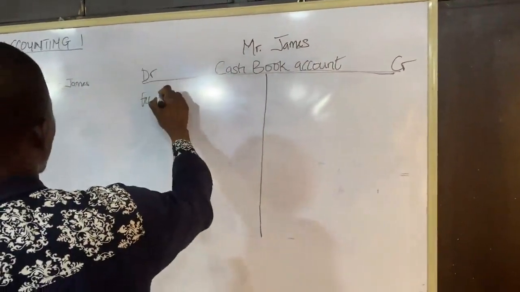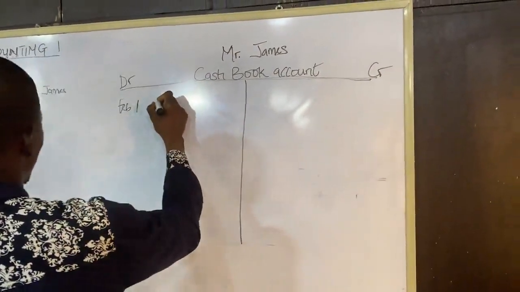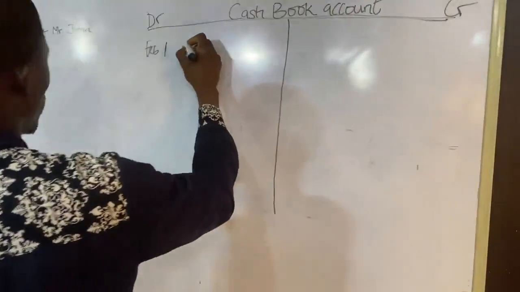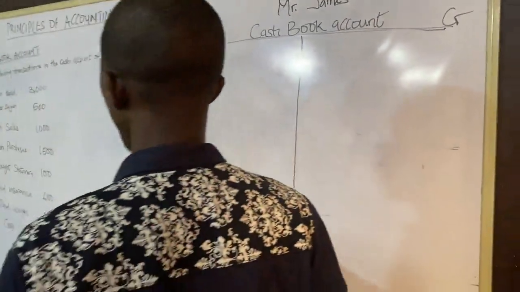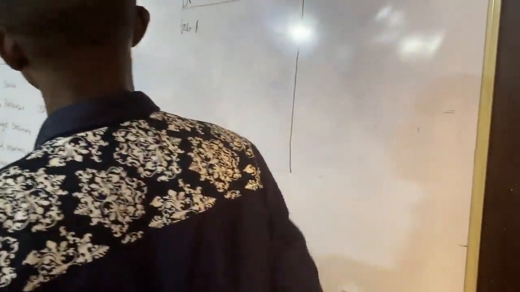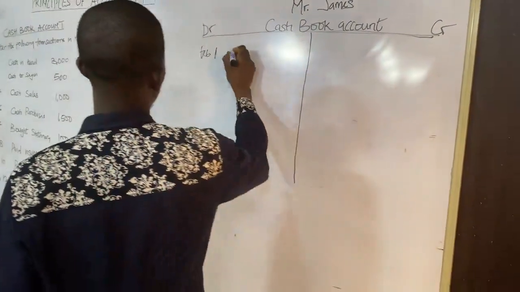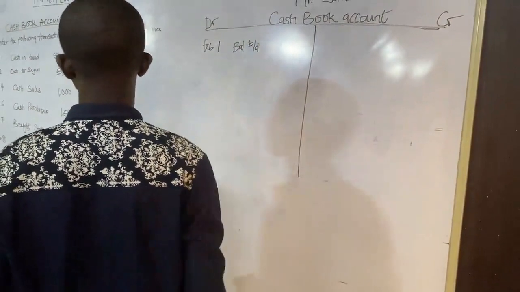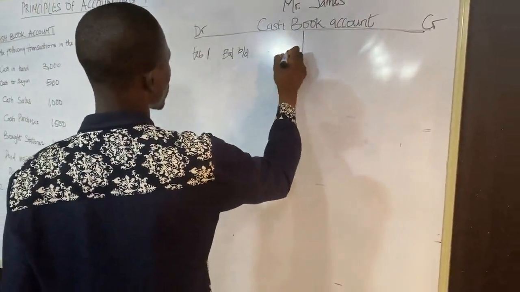February 1, that's cash in hand. That means that's the amount he has as at February 1. As at January 31st, he was having 3,000 naira, which he now brought down to February. So balance brought down from January 31st to February 1, 3,000 naira.